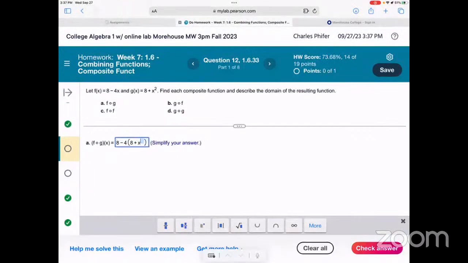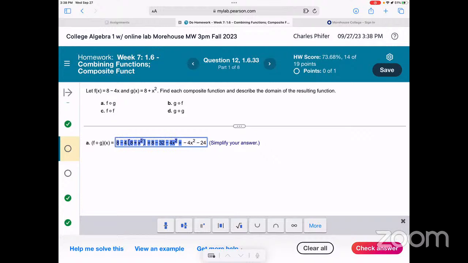So we're going to distribute that negative 4. That's going to give us 8 minus 32 minus 4x squared. Okay. And then 8 minus 32 is negative 24. So that looks like it's going to be negative 4x squared minus 24. I'm just going to go with this. Hopefully it's good.